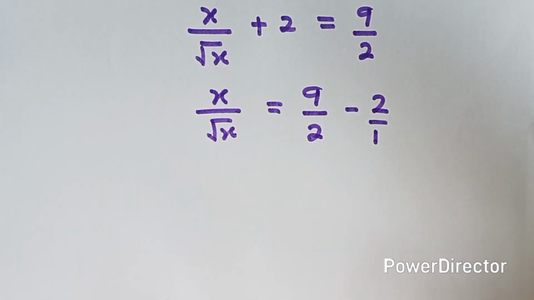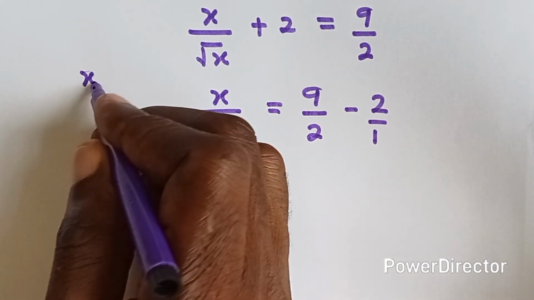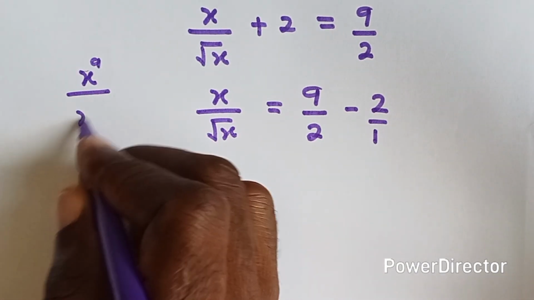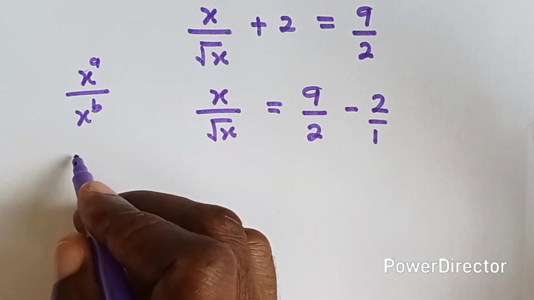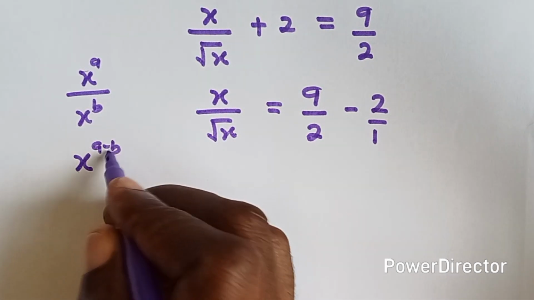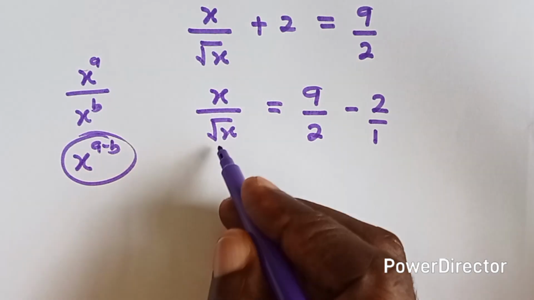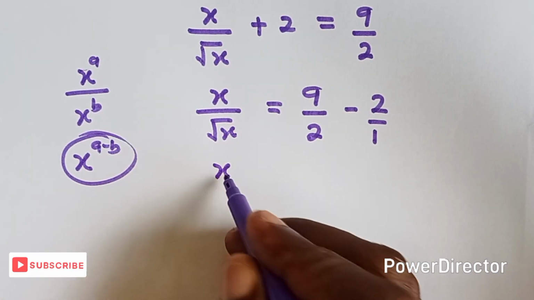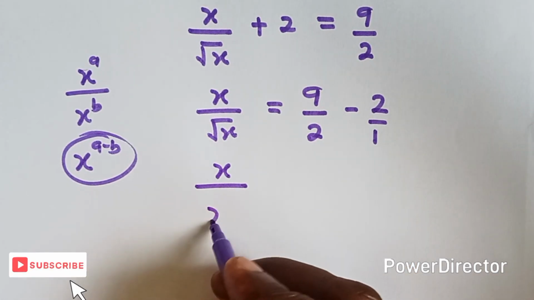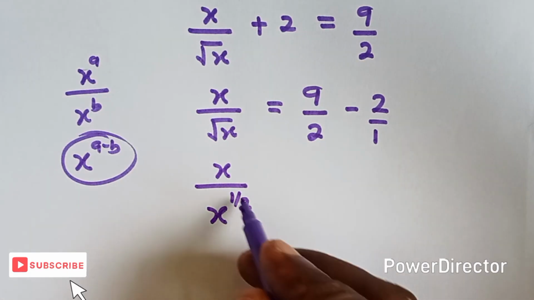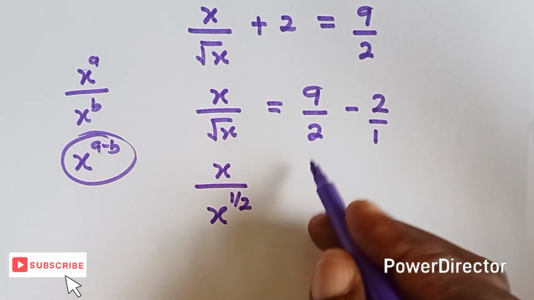Now we are going to apply one of the laws of exponents that says if we have x raised to power a over x raised to power b, then this becomes x raised to power a minus b. So that's what we are applying here. And then we write root x as x raised to power 1 over 2, because x raised to power 1 over 2 is the same thing as root x.